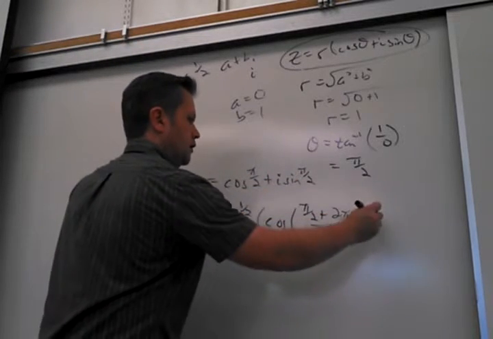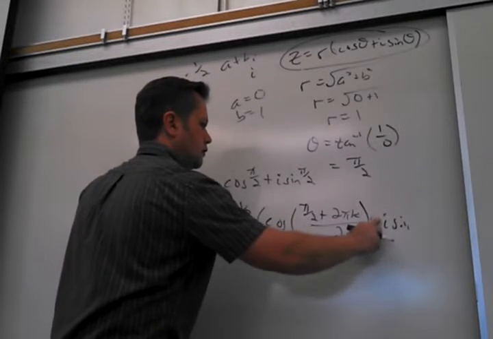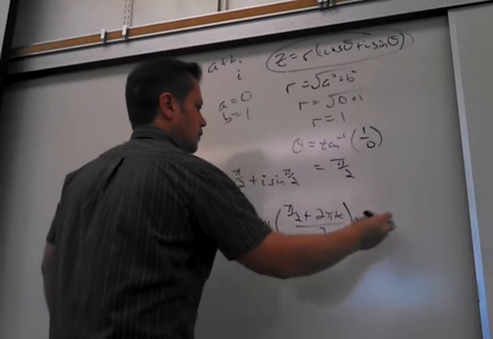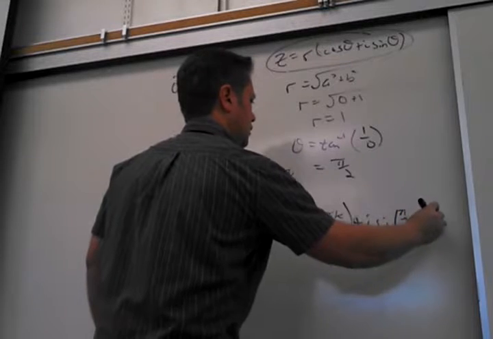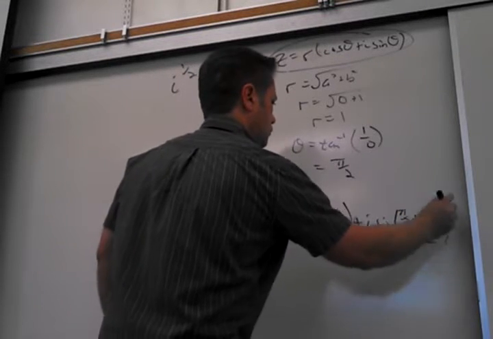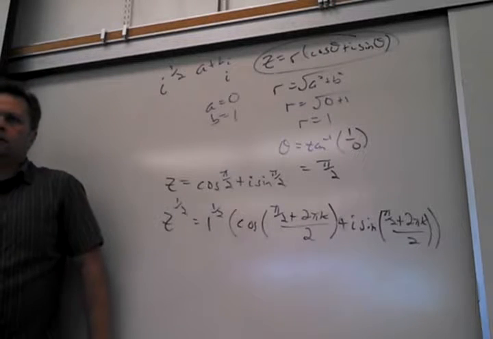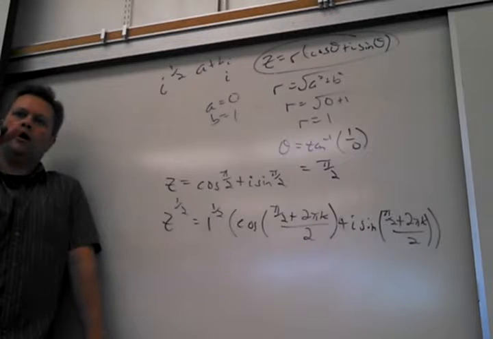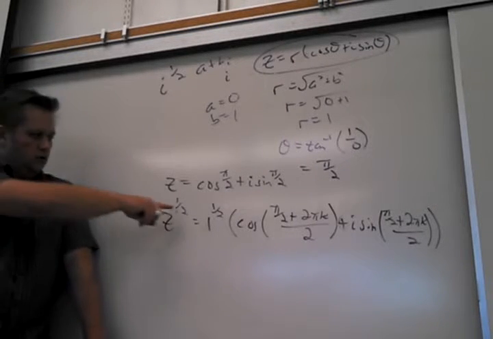Plus i sine, negative pi over 2 plus 2 pi k over 2. Brilliant. So all I do is I let k be 0, and I let k be 1. I just stop before I get to k equal to the root I'm doing.